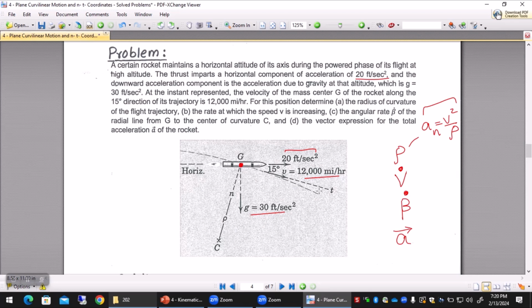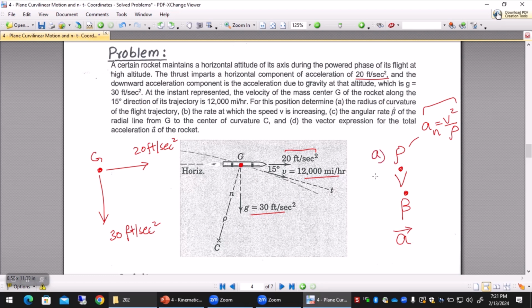Which means that whatever acceleration is given in this problem, we need to write it in the n-t coordinate system, right? So this particle is experiencing two accelerations. For example, this is your point G here. It is experiencing an acceleration of 20 feet per second squared and a vertically downward acceleration of 30 feet per second squared. Obviously, there will be a resultant of these two vectors, but we need to resolve that resultant into its n component and t component, so that we can equate the n component to v squared over rho and determine rho, which is the first thing to be determined.